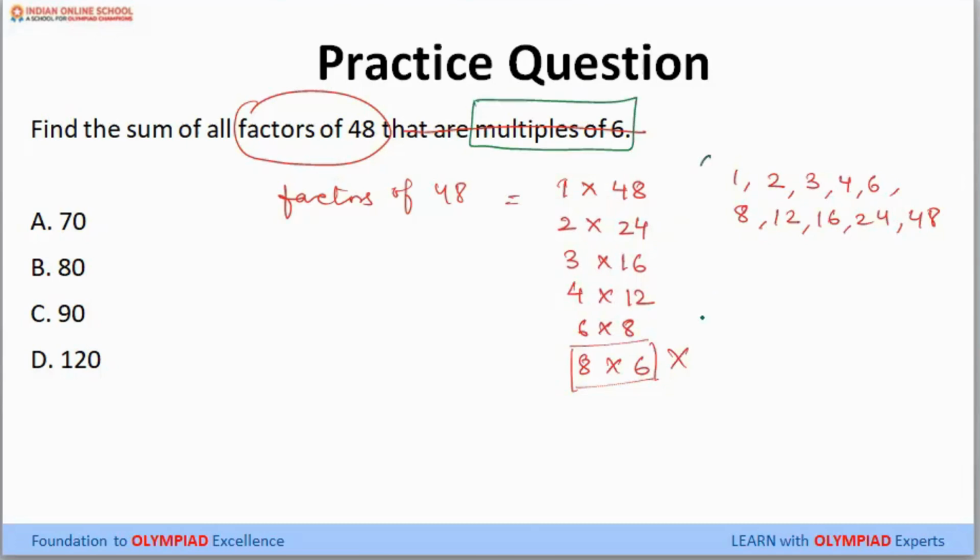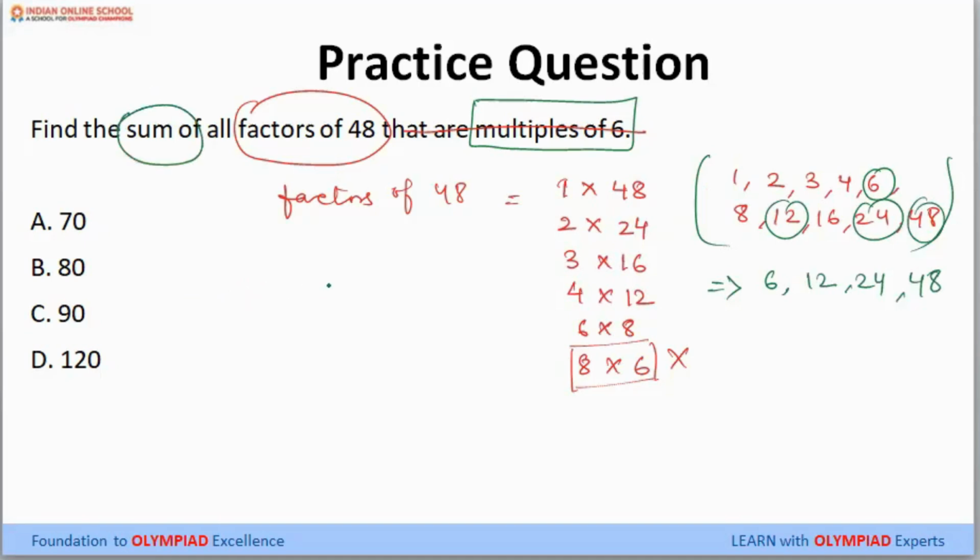So from these numbers, what are the numbers that are multiples of 6 as well, which means they are coming in the table of 6. So 6, 12, 24, 48. Now we need to figure out their sum, so we need to add all of them. When we add 6, 12, 24 and 48, what are we going to get? 90. So our answer needs to be 90. Got it, everybody? Understood? Yes.